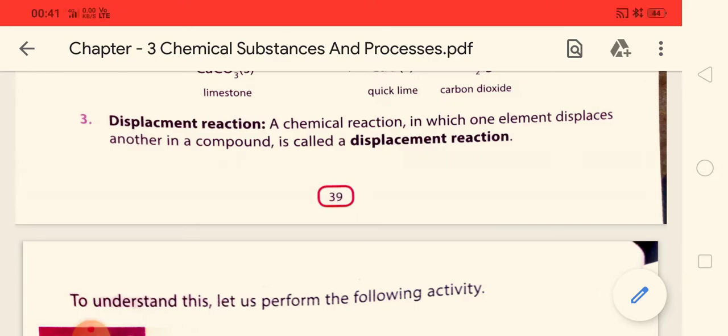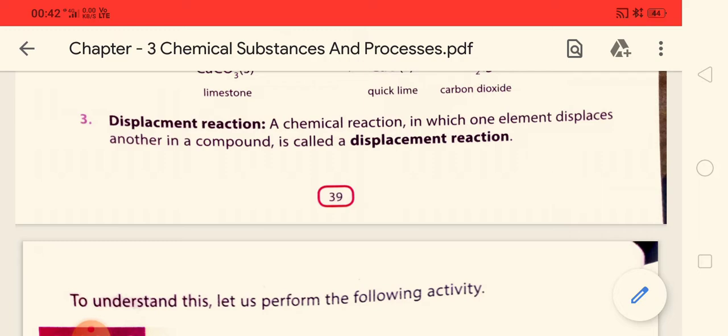We are studying chapter 3, chemical substances and processes. As we have studied in the earlier classes, the combination reaction and the decomposition reaction. We have studied that there are four types of chemical reactions on the basis of their reactants and the products. Now we will study about the displacement reaction.